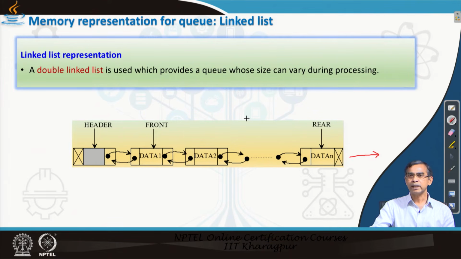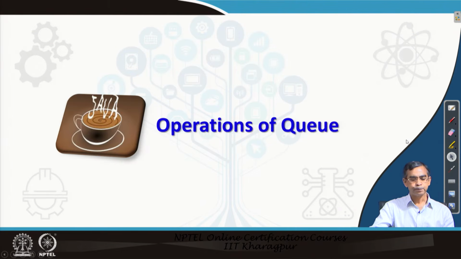Here the operations are at two ends, rear and front. At the end, the insertion takes place, and at the front you can delete the item. This is the idea about the linked list representation of a queue.